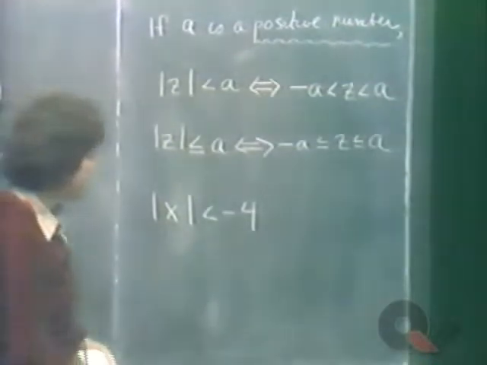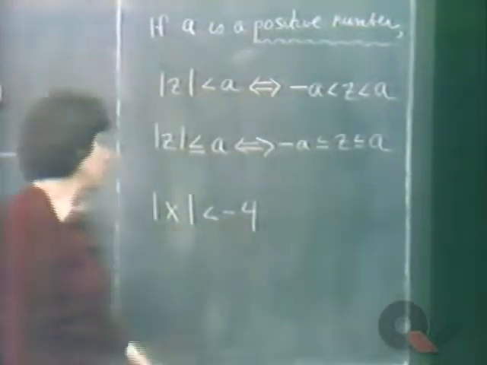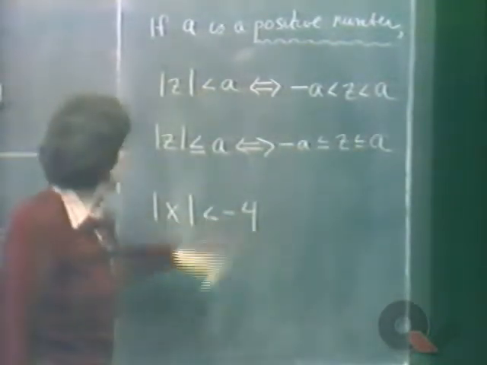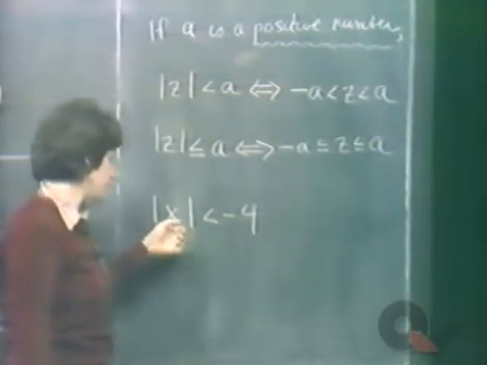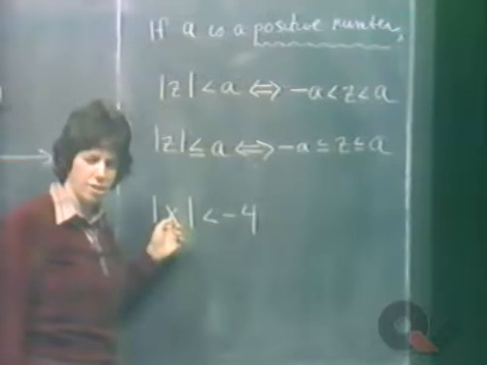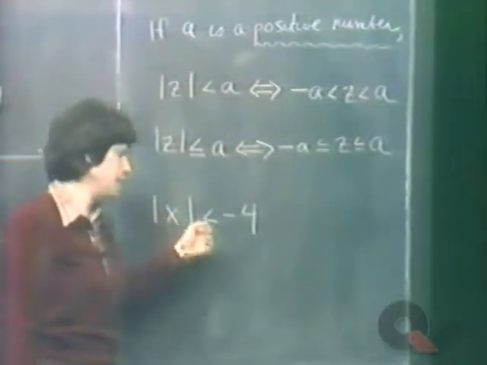If a were a negative number, or if a were 0 here, the absolute value of x less than -4 cannot have a solution. We would want the absolute value of the number x, that is the distance between x and 0, to be less than -4.